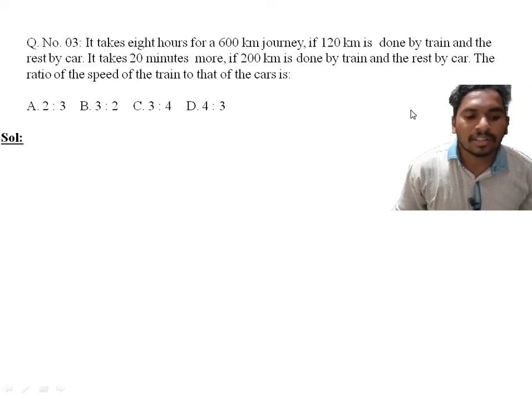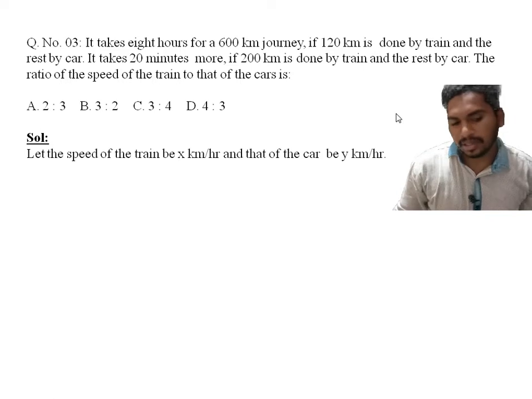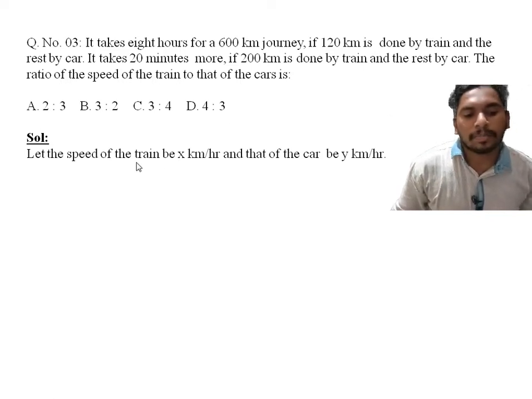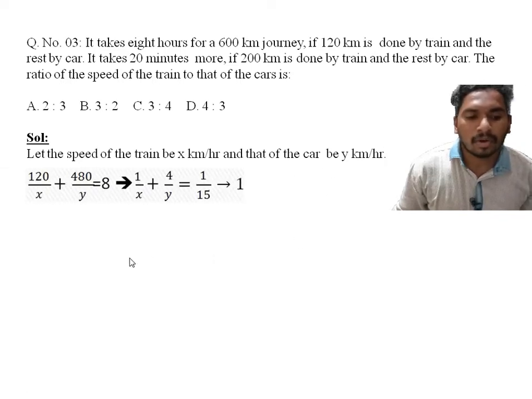For this also we have to write down an expression, where we consider the speed of the train as x and that of the car as y. Now we have to write this in this form. In the first case, we are traveling a distance of 120 by train. As we are considering the velocity of the train as x, this is the time expression: distance by velocity is equal to time. So plus 480 by y.